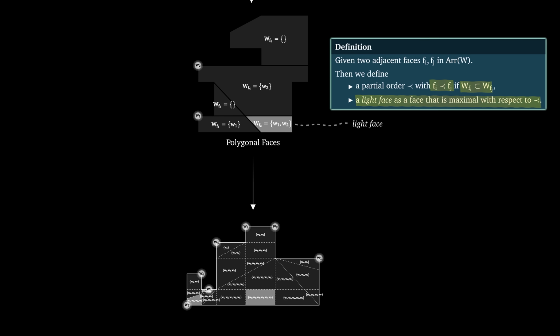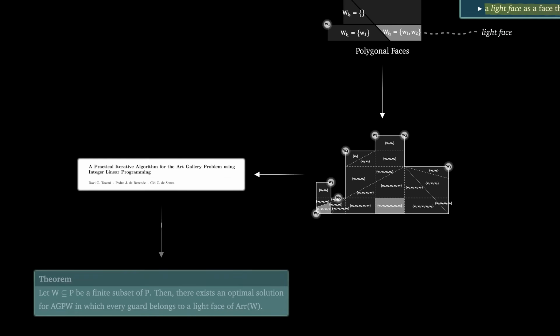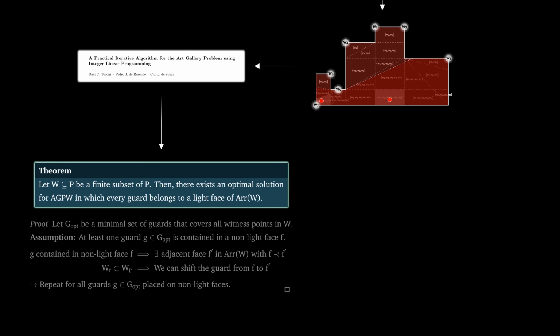To understand now the purpose of these light faces, we have to take a look into the mentioned paper. You find there a theorem that states that if W is a finite subset of P, then there exists an optimal solution of AGPW in which every guard belongs to a light face of the arrangement of W. This does not mean, of course, that every solution must place guards in the light faces. It simply states that there always exists such a solution. The proof is actually not very difficult.